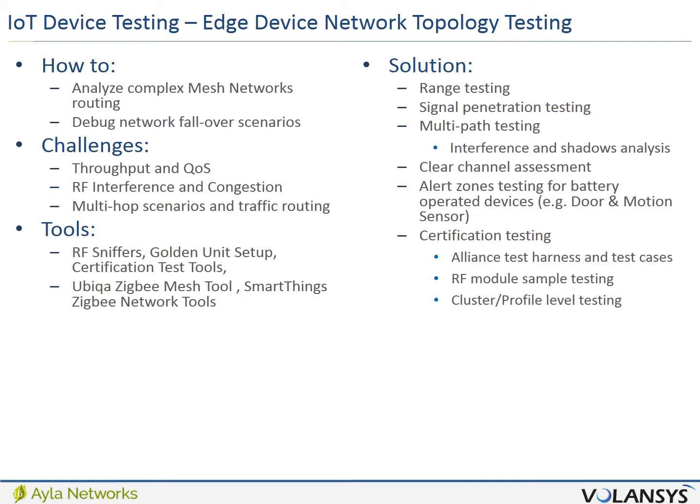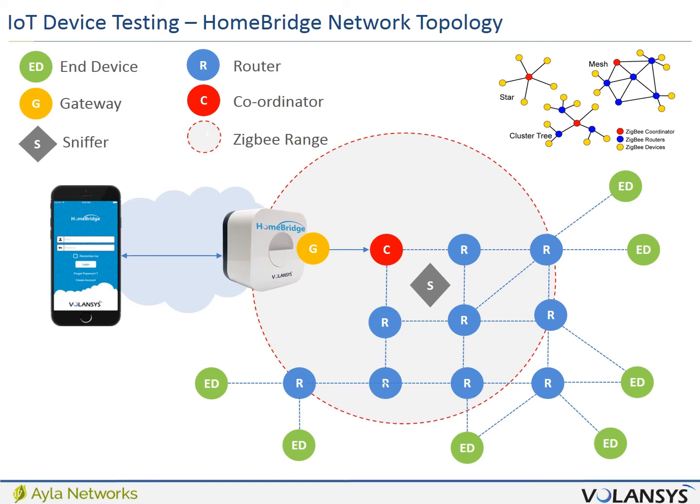So this is one example of a Homebridge network topology. As you can see in the diagram, Homebridge is acting as a ZigBee coordinator node. There are ZigBee routing devices in the network. For example, you can take them as ZigBee bulbs that can work as routers, as well as there are certain devices that act as end devices, which can be a motion sensor or door sensor.